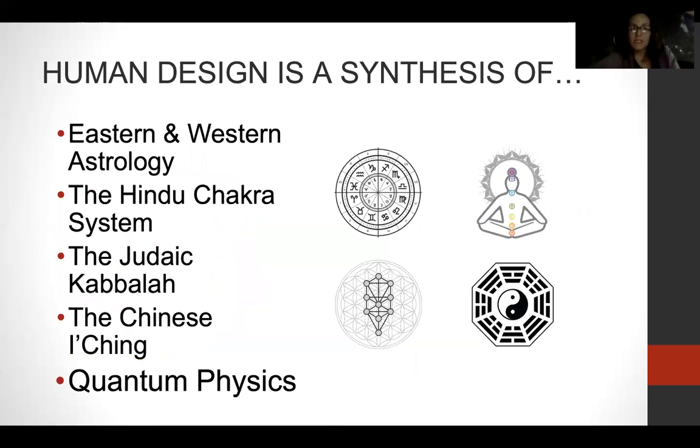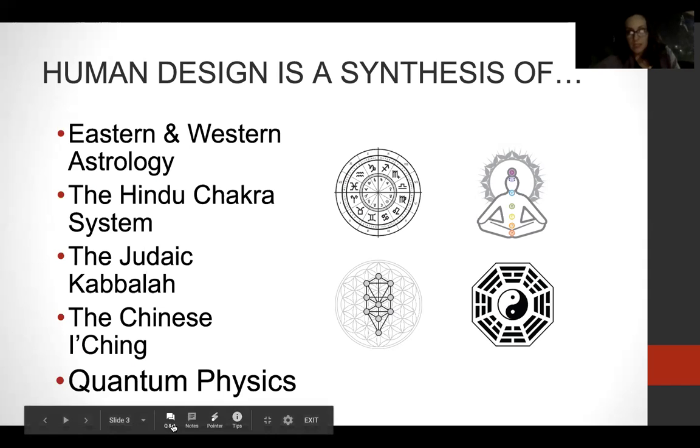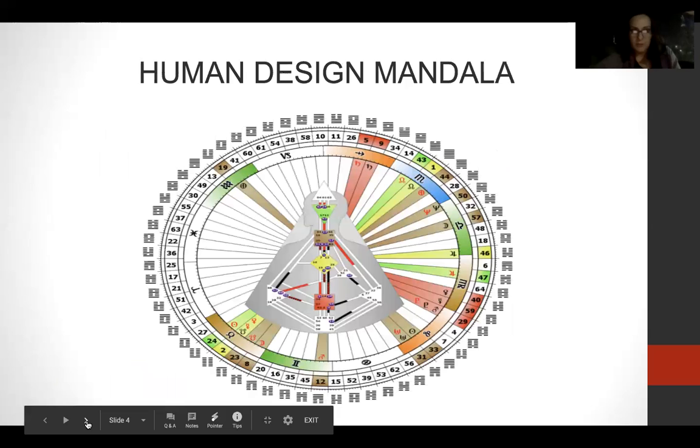So human design is a synthesis of a variety of things that have already been out there for a long time. It blends Eastern and Western astrology. It blends the Hindu chakra system, the Judaic Kabbalah, the Chinese I Ching, and quantum physics.